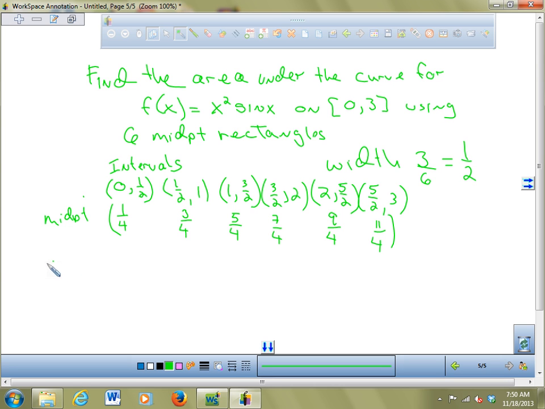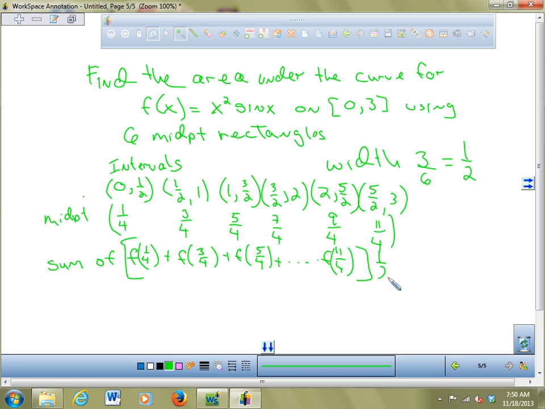the sum of the midpoints. Sum of f of 1 fourth plus f of 3 fourths plus f of 5 fourths, right? Plus dot dot dot f of 11 fourths. And then I want to take that and multiply it by the width of the interval, which is 1 half. So this is what I want to do on my calculator. You understand why I want to do that? How I find the area?